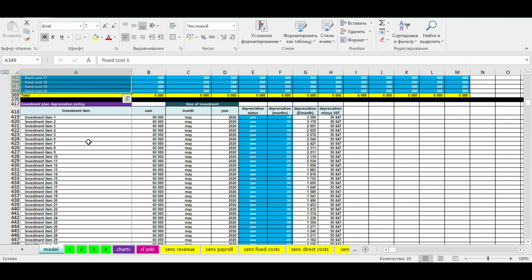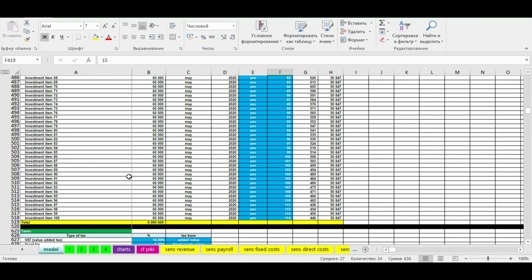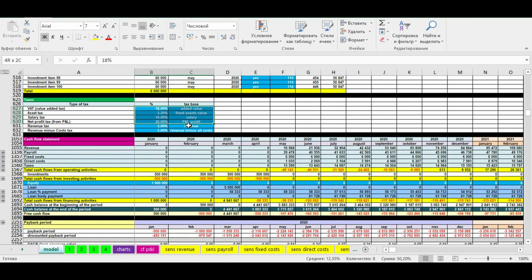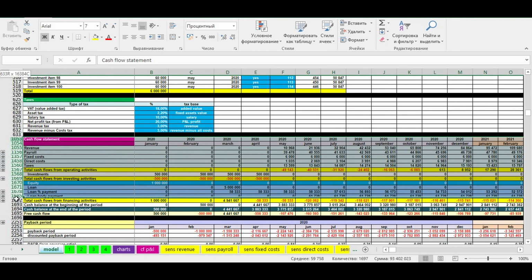Going ahead, we also have a depreciation table. If we have a depreciation for the investment item, we can set the depreciation status and specify the period of depreciation in months. The next block of inputs deals with taxes. You can set the tax rates and move to the cash flow statement, where you will see the results of financial modeling.